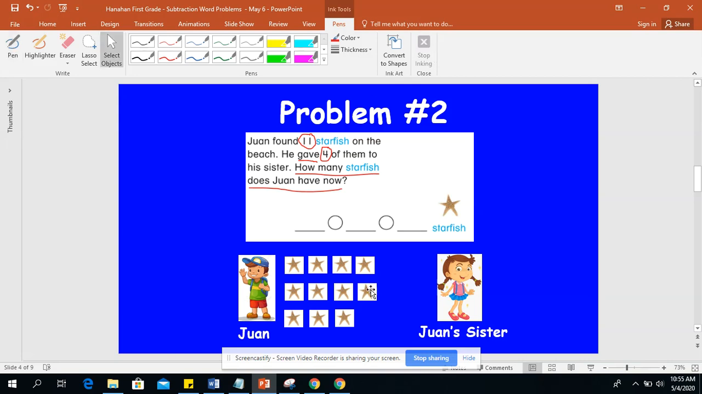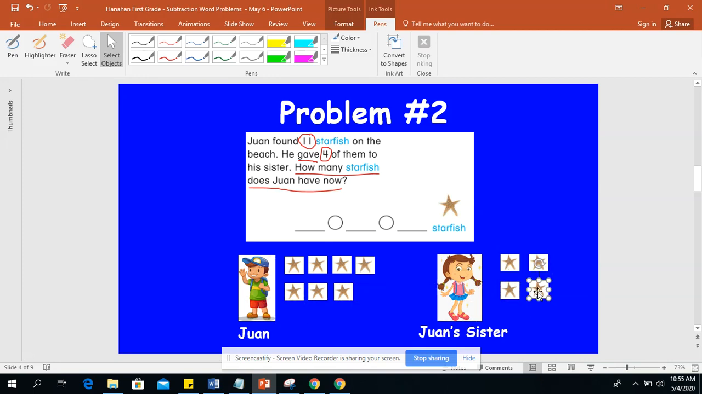So I have a picture here at the bottom to help us solve this problem. Here's Juan and here's Juan's sister. We know Juan started with 11 starfish, and of those 11 starfish, he gave 4 of them to his sister. So let's go ahead and give 4 of these starfish to Juan's sister. 1, 2, 3, 4.